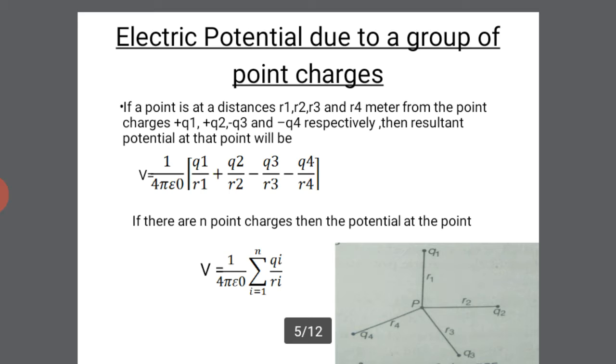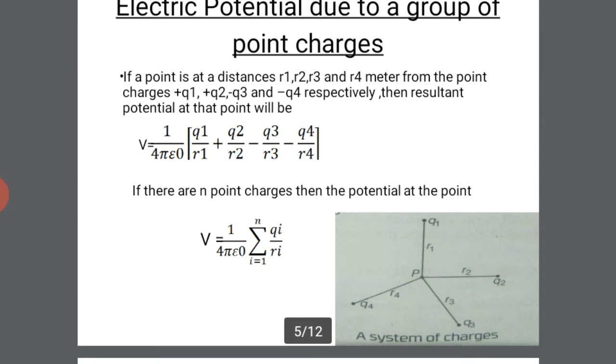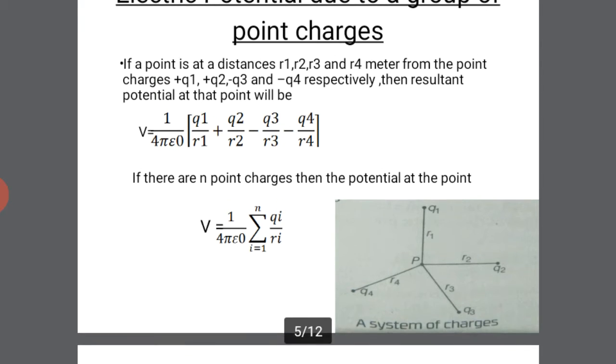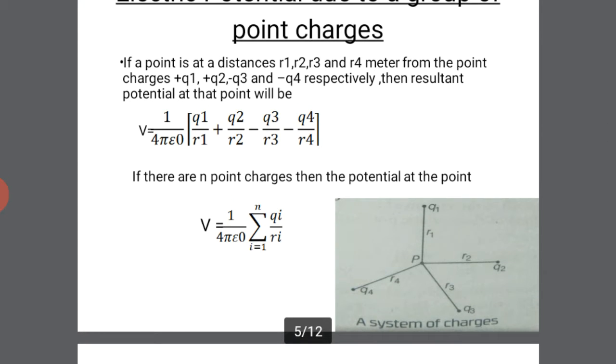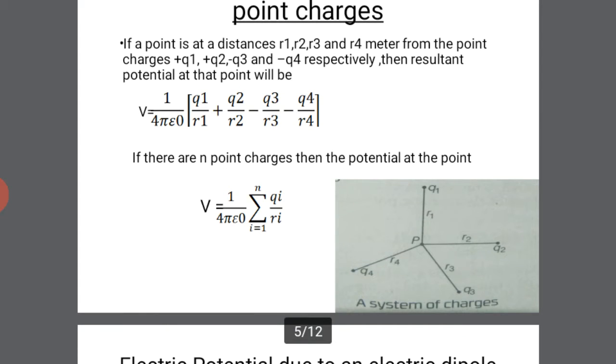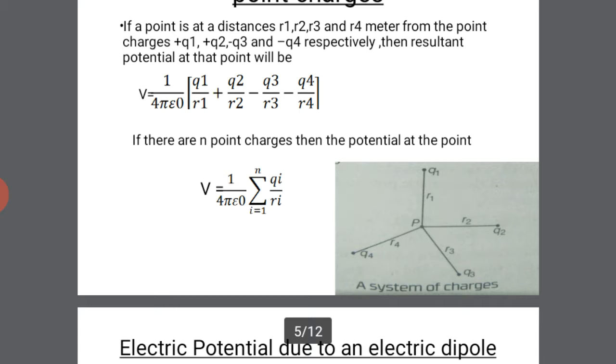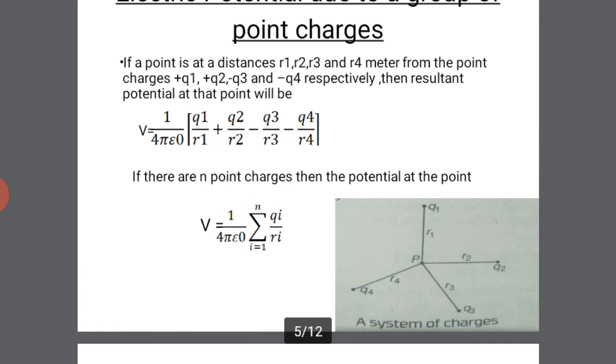If there is a group of point charges, then for calculating the total potential at point P, as in the diagram, we will calculate the potential at point P due to the various charges Q1, Q2, Q3, Q4, and for calculating the total potential at point P, we will algebraically add all these potentials. It can be written as V equals 1 upon 4 pi epsilon naught sigma i equals 1 to n Qi upon Ri.